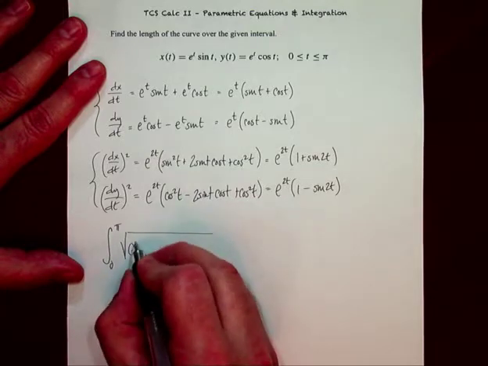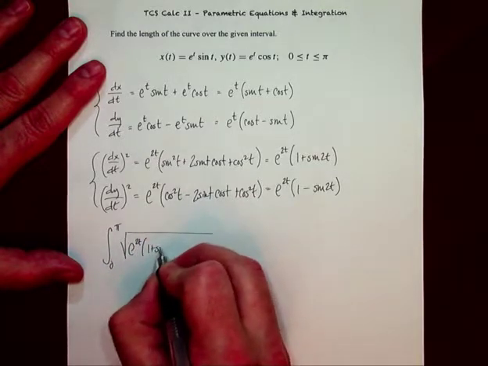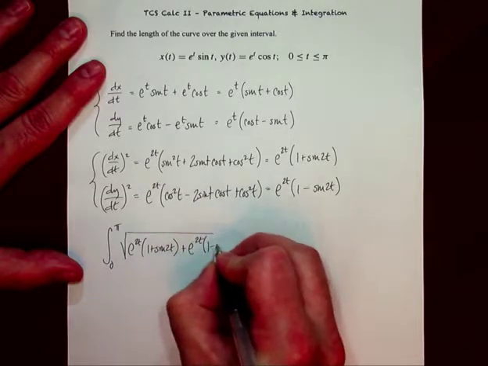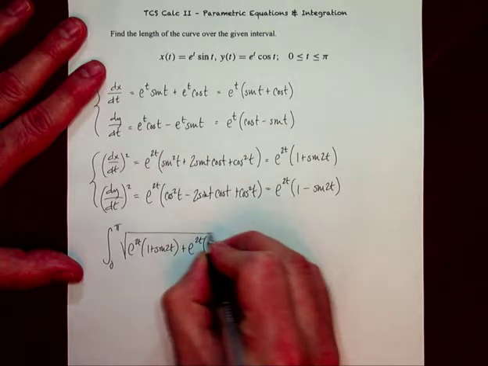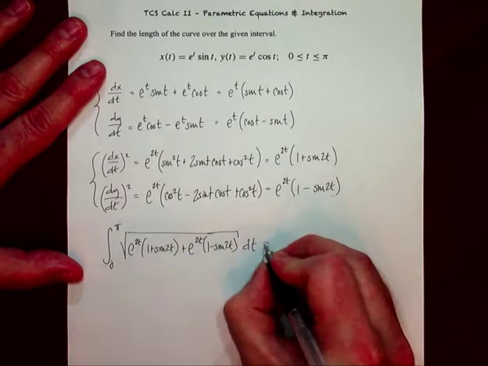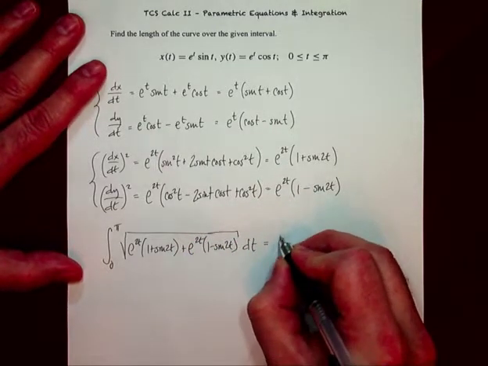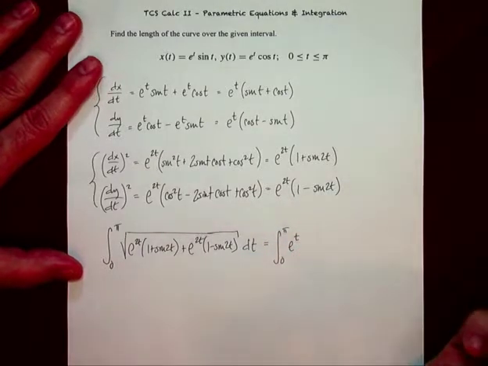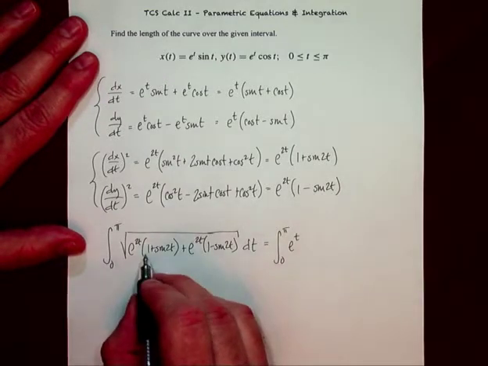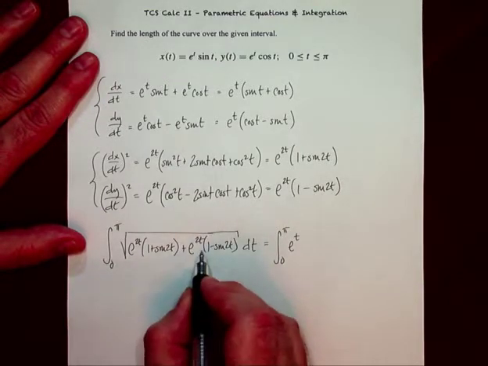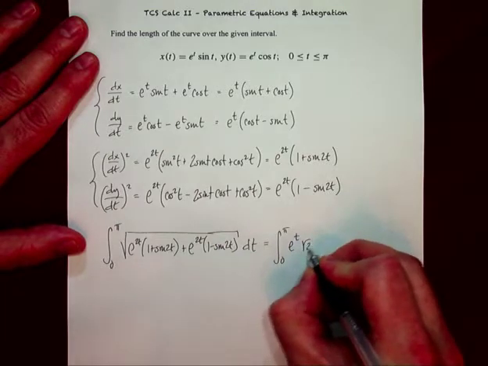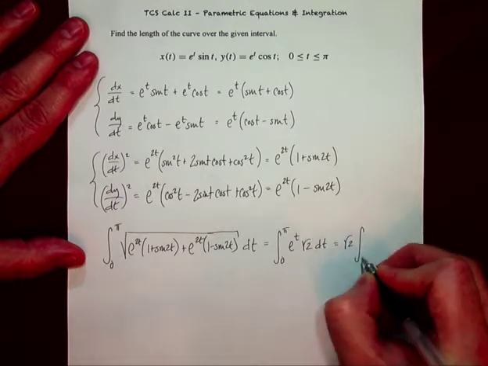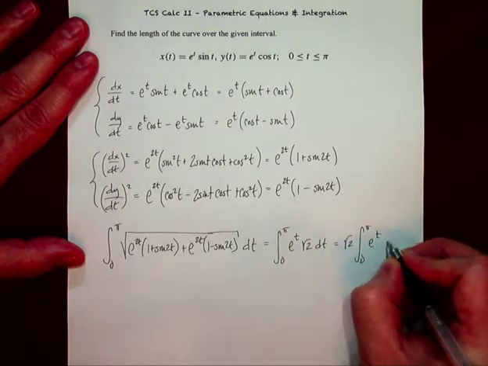And you get e to the 2t, 1 plus sine 2t, and then plus e to the 2t, 1 minus sine 2t. And from here, you can probably see that when you factor out that e to the 2t, you can simplify it just into e to the t, and then it's 1 plus sine 2t plus 1 minus sine 2t. That simplifies into radical 2 dt, or rad 2 from 0 to pi of e to the t dt.